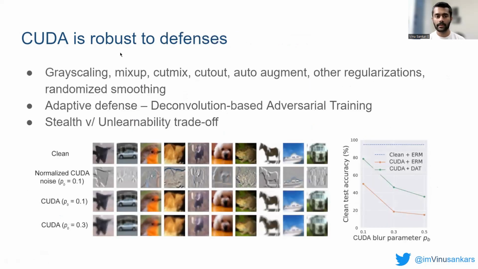CUDA is also robust to other defenses such as data augmentations and adaptive defenses. We show that CUDA does not break with mix-up, cut mix, grayscaling, or randomized smoothing. We also design an adaptive defense, which we call deconvolution-based adversarial training. Here the defender uses the CUDA dataset to learn a deconvolution filter to reverse the effect of CUDA. However, as shown in the plot here, for a smaller blur parameter pb, deconvolution-based adversarial training is successful. However, for a reasonably large blur parameter, CUDA is still effective and provides good unlearnability effects. Hence, there's a trade-off between stealth and unlearnability with CUDA.